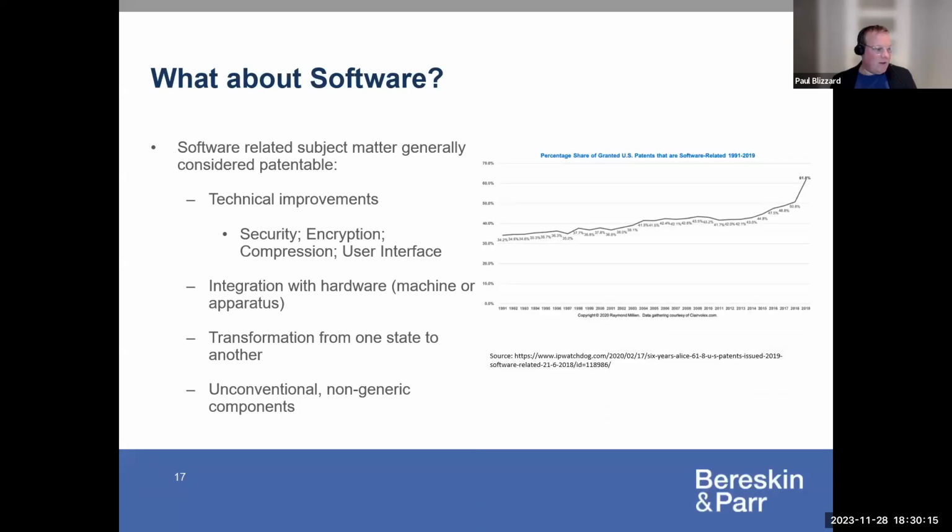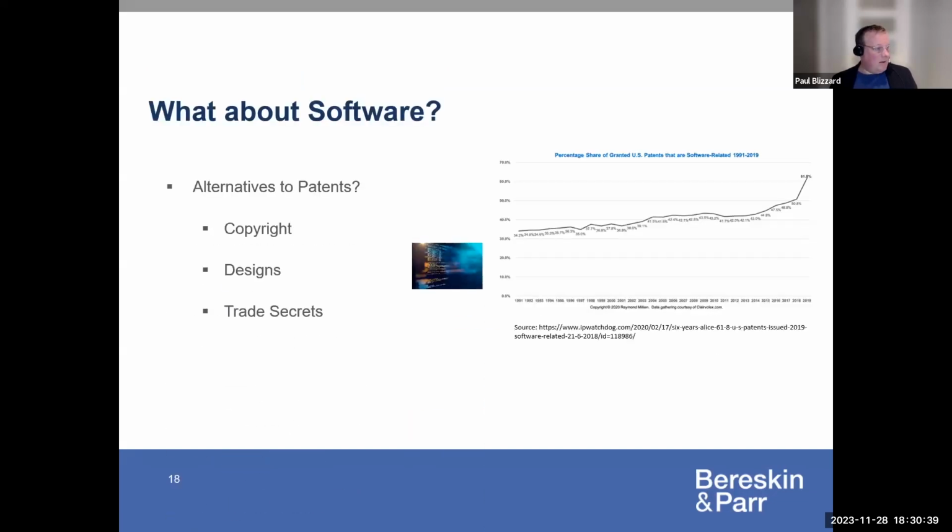This is viewable. You can see, looking at statistics on the number of granted US patents that are related to software between 1991 and 2019, that there's been a steady increase. In and around 2019, something like 60% of all patent applications were directed to software. And I would note, as we go through the remainder of the presentation, while patent protection can be challenging to get for computer software, there are also some alternatives that I'll mention, which include protection under copyright, protection under the industrial design regime, and trade secret protection.